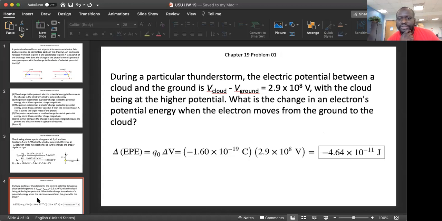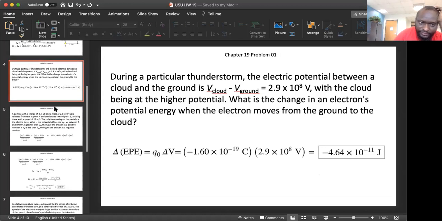So during a particular thunderstorm, the electric potential between a cloud and the ground, V cloud minus V ground, is given. So we have the potential difference given, and we say charge times potential difference is equal to our electric potential energy. So what is the change in the electron's electric potential energy? That will be the charge times the potential difference we're given. So we know the charge of an electron, negative 1.6 times 10 to the power minus 19, times the potential difference we're given right here, 2.9 times 10 to the 8, and that gives you your answer here, negative. Okay.